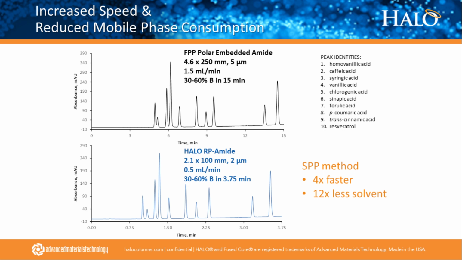What we did was we transferred the method to a Halo RP-Amide column in 2 micron particle size and a dimension of 2.1 by 100 millimeters at a flow rate of 0.5 mL per minute. And we used the same gradient, 30 to 60% B, but now over a shorter time, 3.75 minutes. So this SPP method is 4 times faster than what we had on the fully porous particle column, and it's using 12 times less solvent.